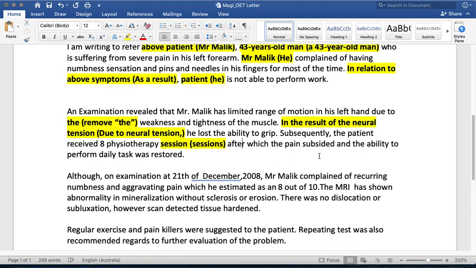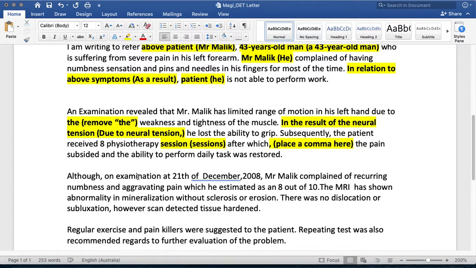After which the pain subsided and the ability to perform daily tasks was restored. All right, after which there should be a comma here. So we need to place a comma here, because after which, due to which, all those phrases need a comma after them. Okay, let's go to the next one.